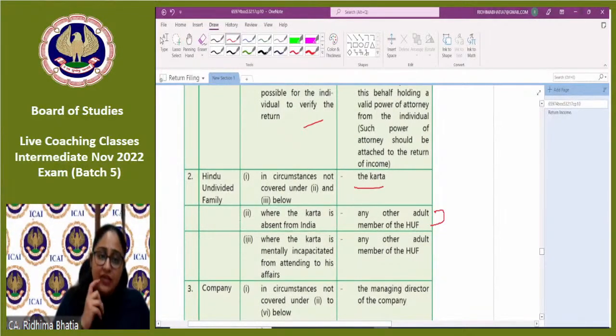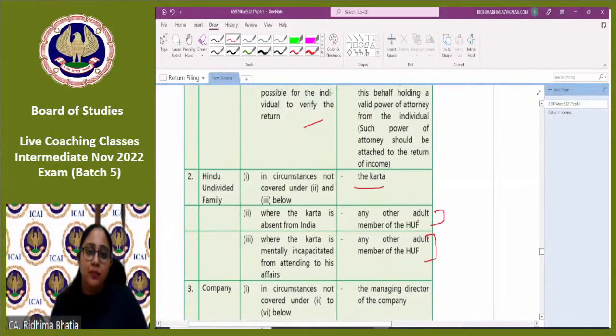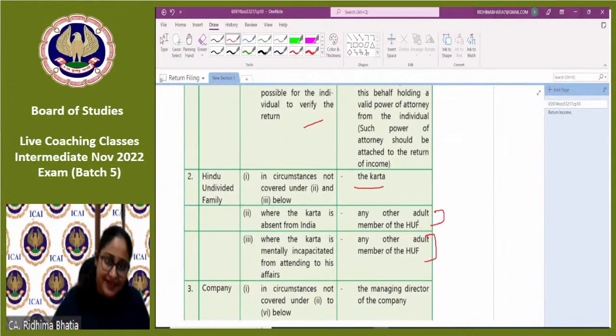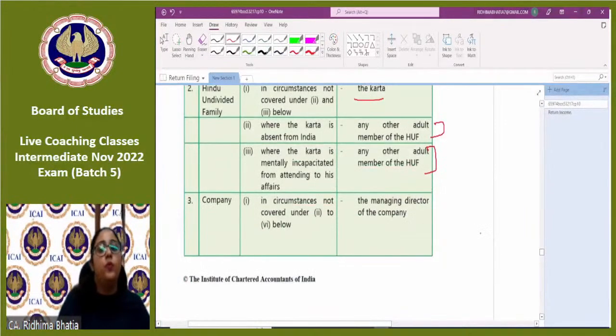But if Karta is mentally incapacitated, suppose he is into some state of shock because of some event or some happening, then again any other member can verify the return. इसके केस में भी डिफेक्ट आ सकता है. Suppose HUF का रिटर्न किसी माइनर मेंबर ने वेरीफाई करके भेज दिया, so defect would come here also. ठीक है. Then कंपनी के केस में who would verify the return? Obviously the managing director of the company. Primarily managing director of the company would verify the return.